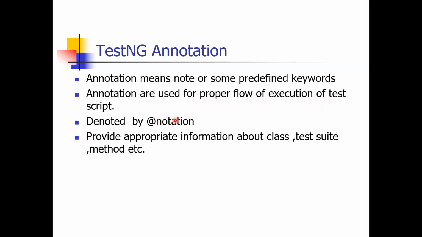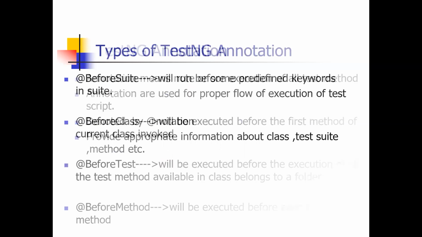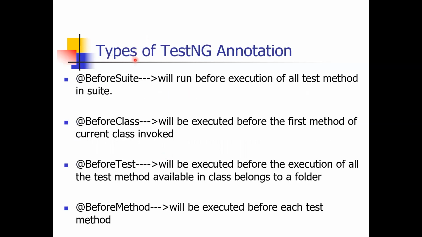It is denoted by the @ symbol or notation. It provides appropriate information about the class, test, method, etc. Now, that was the TestNG annotation introduction. Next is the types of TestNG annotation.